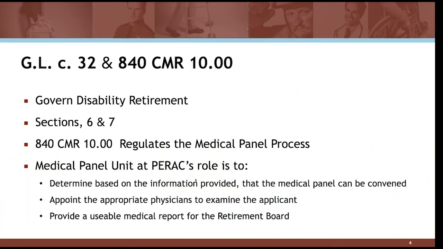So I'm going to briefly review the types of disability retirement. The first one is ordinary disability, and that's generally a disabling condition which has no relationship with the applicant's job duties. The second is accidental disability, which is a permanently disabling condition, which was caused by a specific injury or hazard caused by the nature of the applicant's employment.